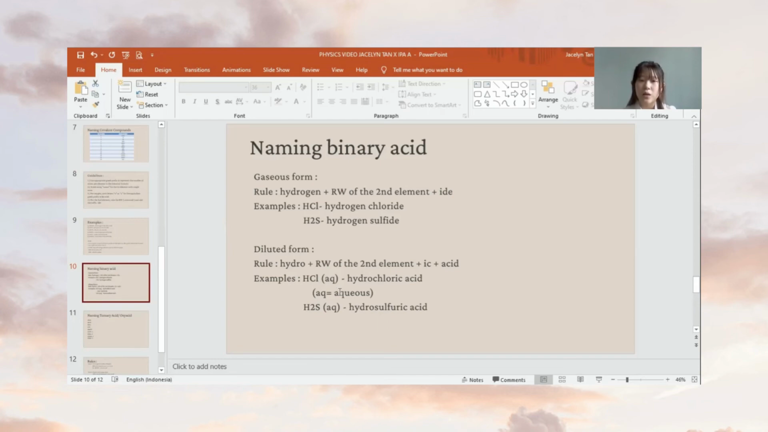Examples, HCl. AQ is aqueous. So we use the rule hydro, root word of the second element Cl, which is chlor plus IC plus acid, which becomes hydrochloric acid. So number 2, H2S. We use hydro plus root word of the second element plus IC plus acid, so it becomes hydrosulfuric acid.